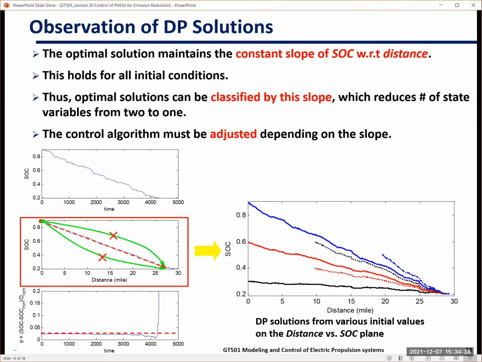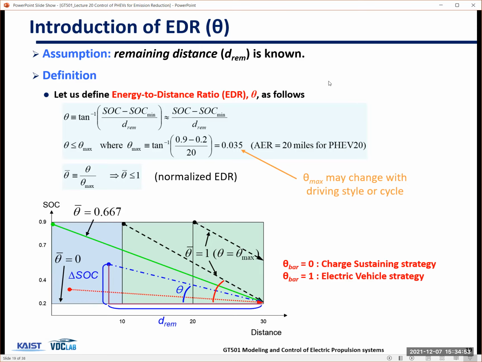But because this is plug-in hybrid, I introduced this new concept of energy to distance ratio, theta, which can give us some information about how much battery energy we have compared to how much distance I have to travel. That way we can adjust our control strategy, how fast we want to deplete the battery. Okay.